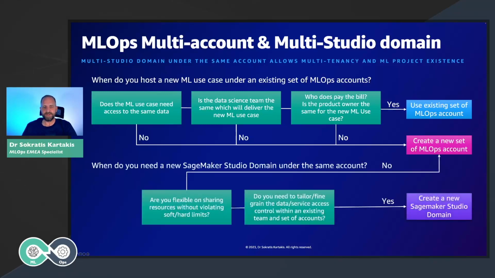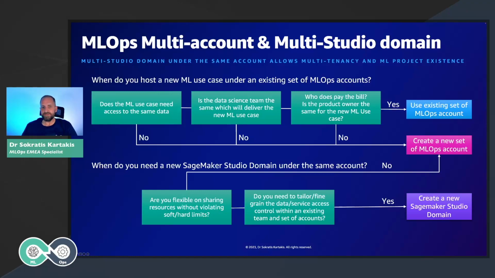There is another solution that we can have in order to host an ML use case in an existing set of accounts. This is the multi-domain feature that SageMaker Studio supports. At the beginning I said a Studio domain is just a set of IAM roles and policies that tells the data scientists where they have access, and also supports the auto-tagging mechanism under each domain. If you have the same team and you want to isolate the use case of one sub-team and another sub-team of data scientists, then you can create a new domain.